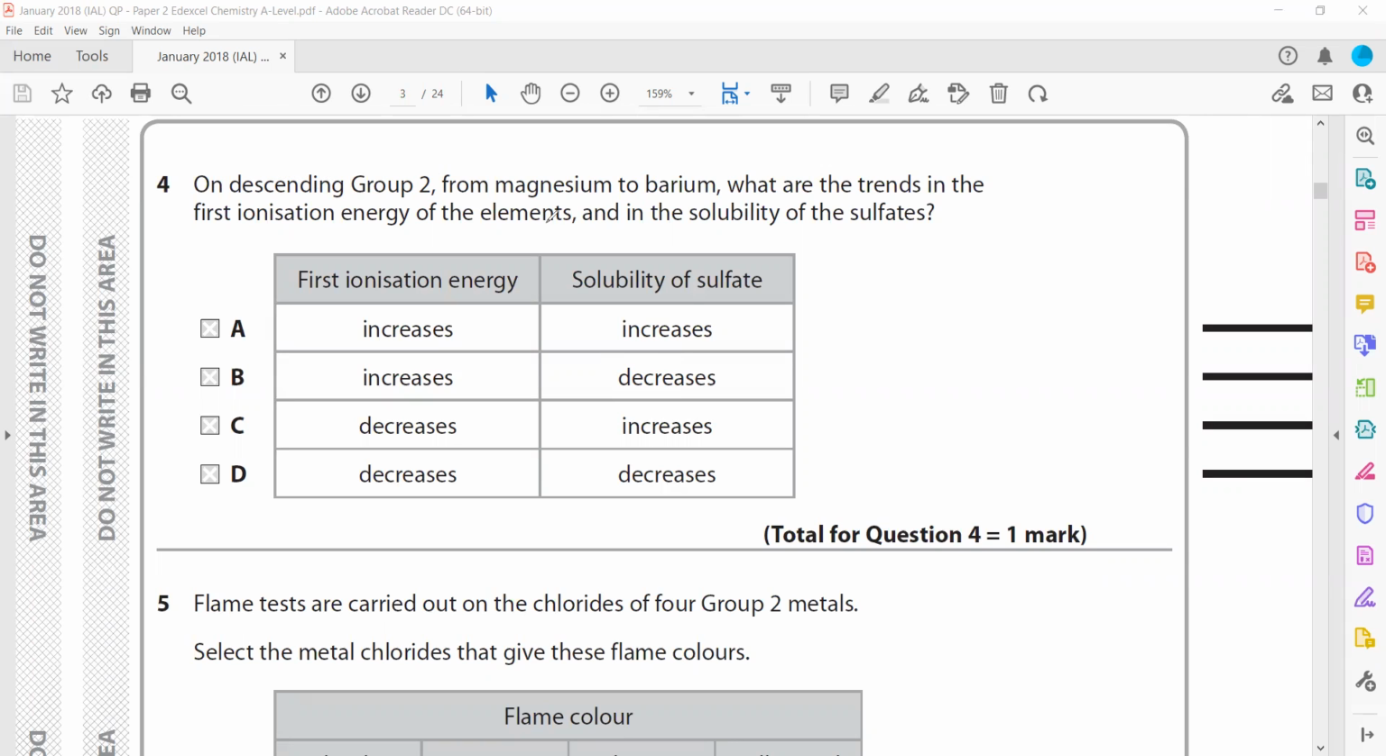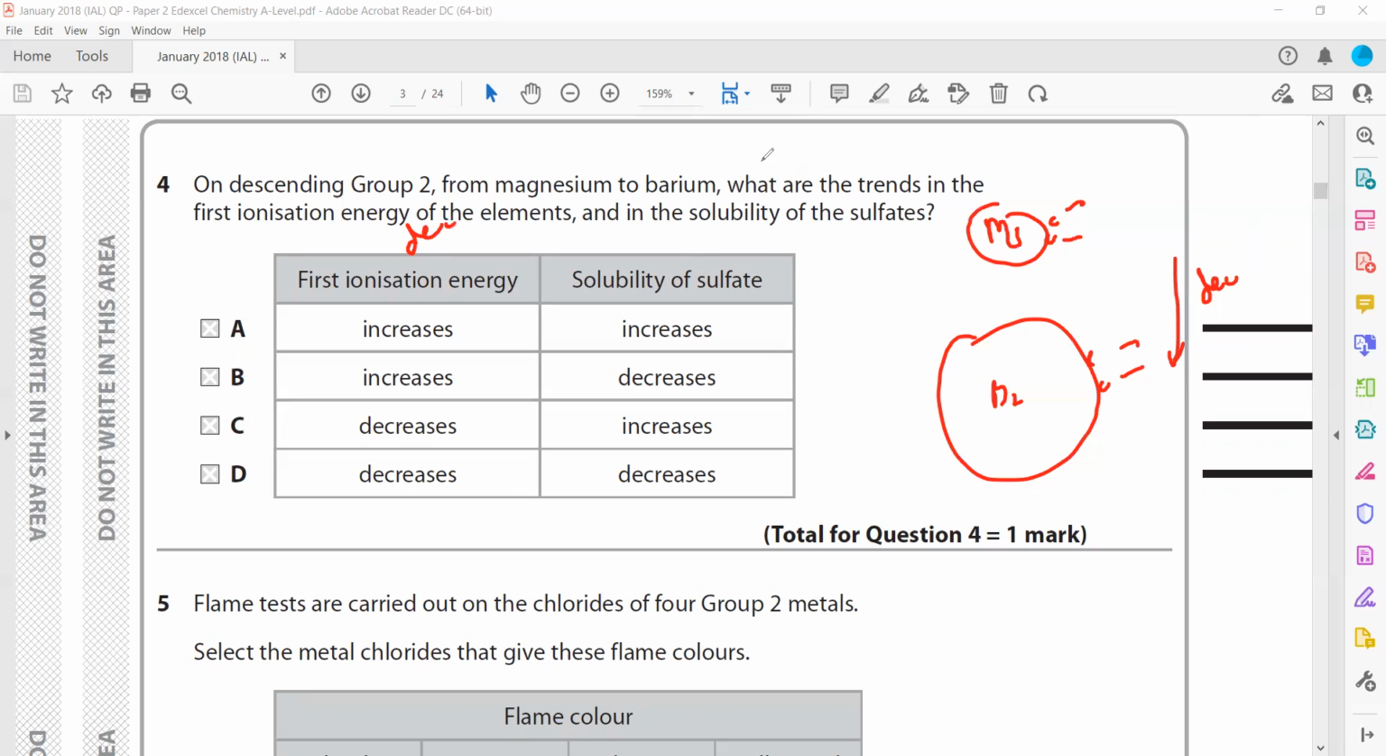On descending from magnesium to barium, show the trend in ionization energy and solubility. Ionization energy means the energy needed to remove an electron. As we go down the group from magnesium to barium, the size increases. As the size increases, it is difficult to remove an electron from magnesium as compared to barium, so it will be easier for barium. So as we go down, the ionization energy decreases.